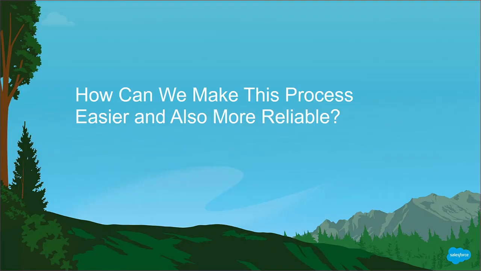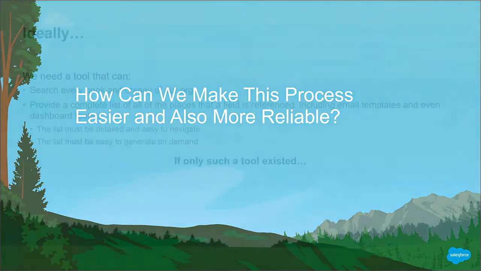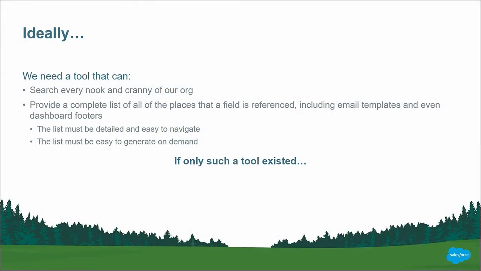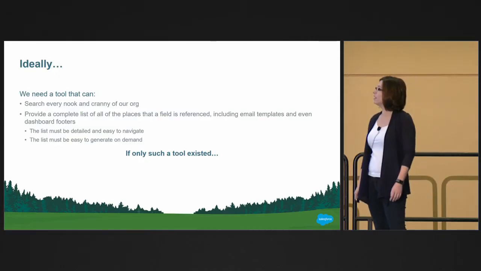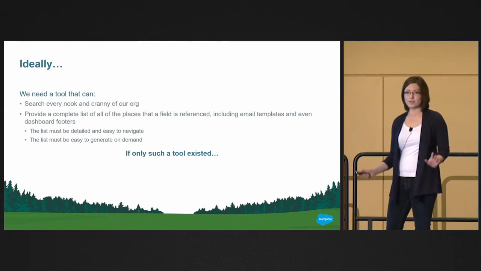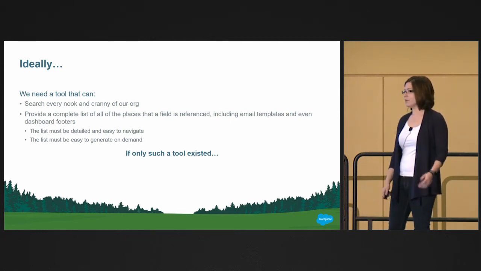So can we make this process easier and more reliable? Well, to do that, we would need a tool. We'd want a tool that tells us where something is, no matter where it is in our org. If it's mentioned, if it's even just whispered, we want to know about it. And we want to get a complete list of all of those places and a list that we can actually work from and understand what it's telling us.